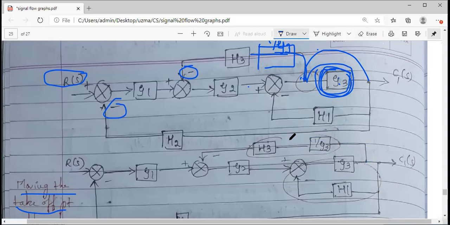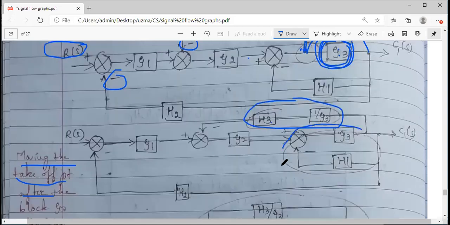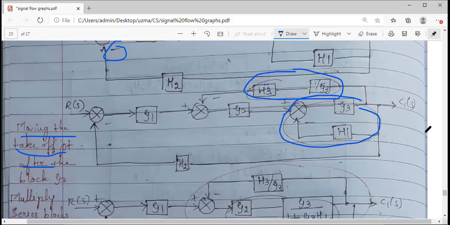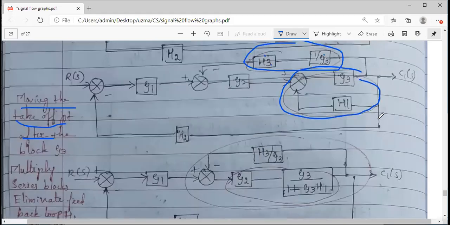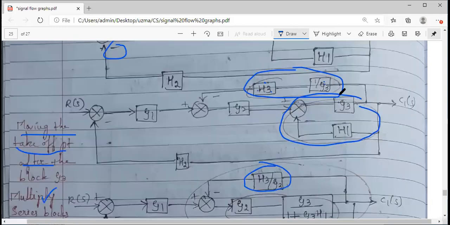Then further you can see I have encircled where I can apply the next rule. These two blocks are in series, H3 and 1 by G3. Here you are getting one feedback loop, closed loop. So you can eliminate the loop. So at once let us go for two different rules application. One is series connection multiply, one is elimination. I think I have done it step by step, but you can do it together. No, I have done both together. Multiply the series blocks H3 and 1 by G3. So together you can multiply. Then eliminate the feedback loop.